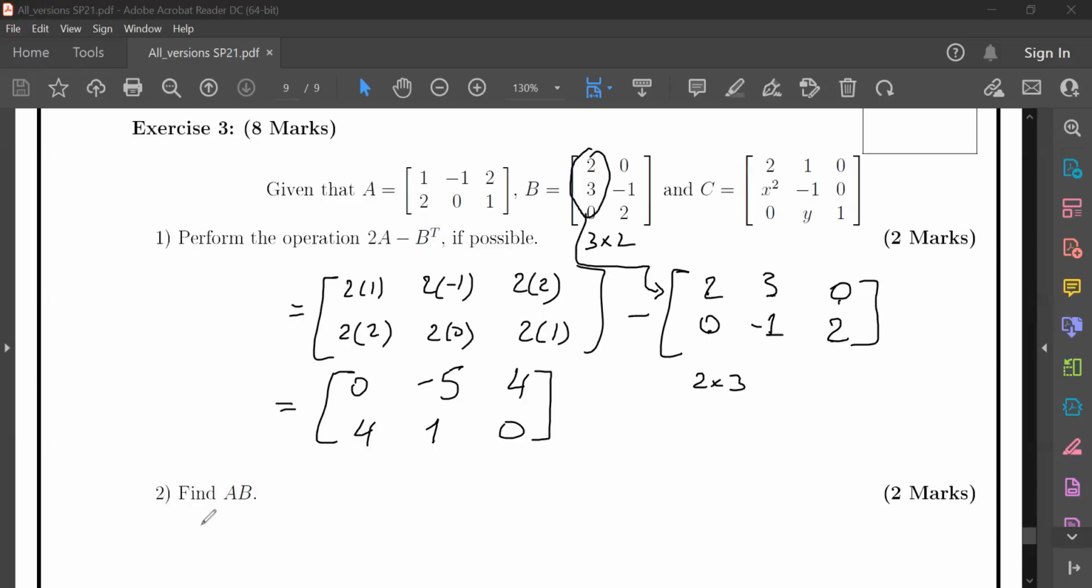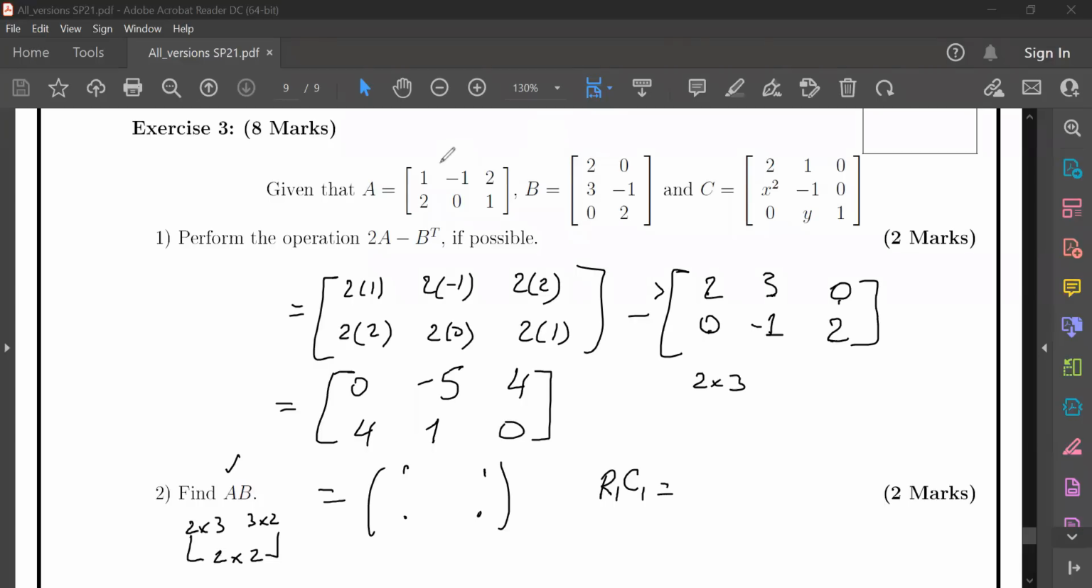AB, A is 2 by 3, B is 3 by 2, so the product exists. It's a matrix 2 by 2. Okay, so the first element, row 1, column 1. We take the first row of A and the first column of B and we multiply: 1 times 2 plus negative 1 times 3 plus 2 times 0, which gives negative 1.